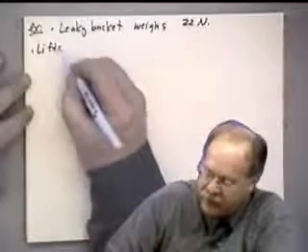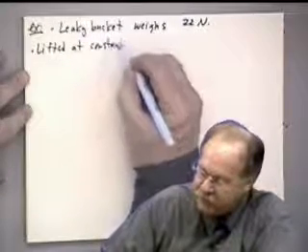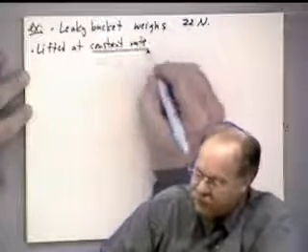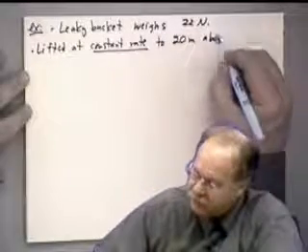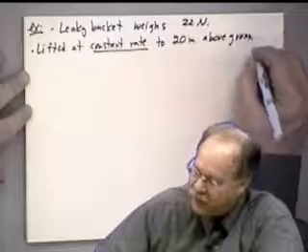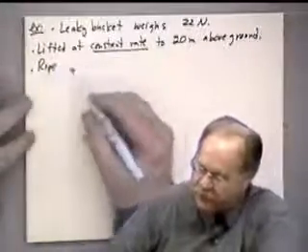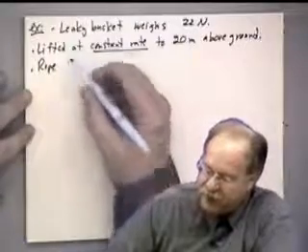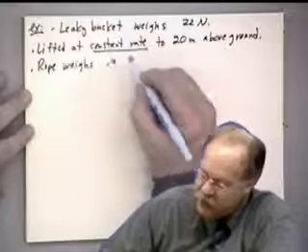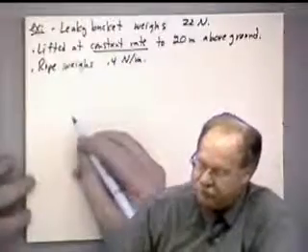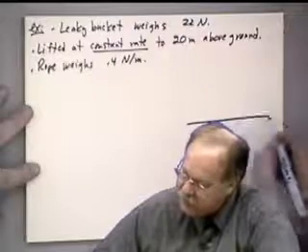Now this leaky bucket is being lifted at a constant rate. That's important here. It's lifted at a constant rate to 20 meters above ground. I'll draw a picture of this in just a moment. The rope that is being used to lift this bucket, the rope itself has weight, and the rope weighs 0.4 newtons per meter. Now here's the picture that we can draw to kind of illustrate this.